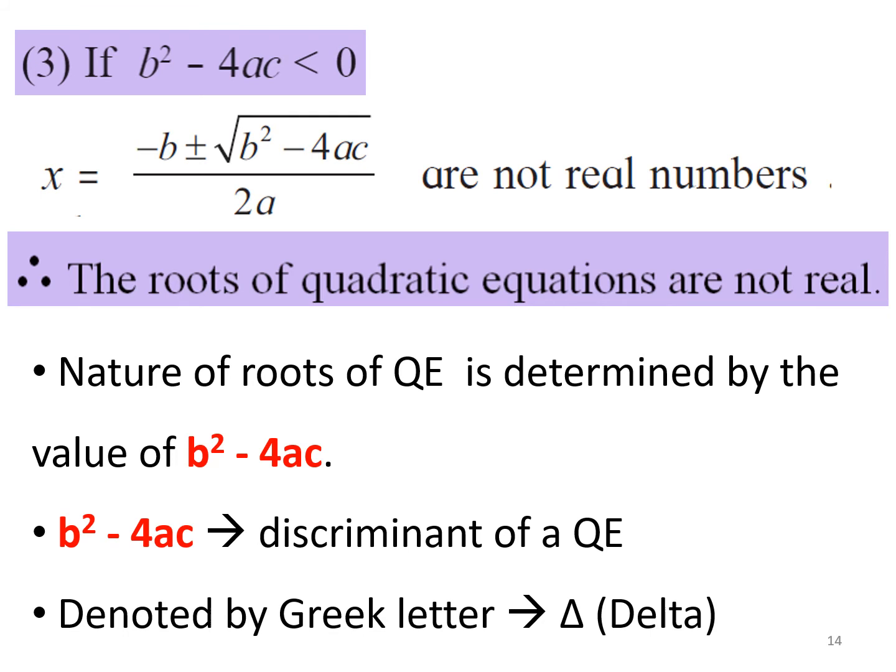The nature of the roots of a quadratic equation is determined by the value of b square minus 4ac. Just now we saw, if the value is equal to 0, then they are real and equal. If the value of b square minus 4ac is greater than 0, then they are real but unequal. And if the value of b square minus 4ac is less than 0, then they are not real. So depending upon the value of b square minus 4ac, the nature of the roots can be determined. And b square minus 4ac is called the discriminant of the quadratic equation. It is denoted by the Greek letter delta.